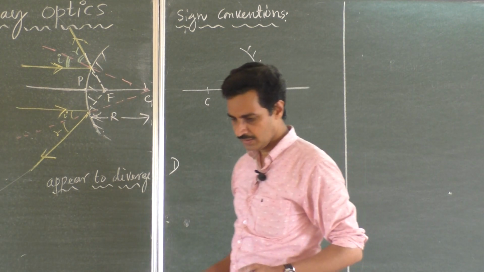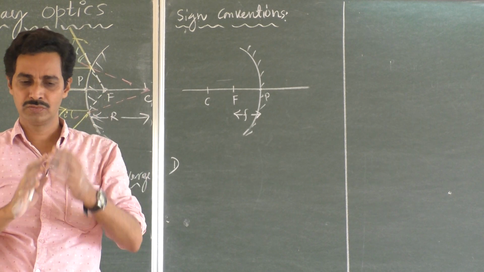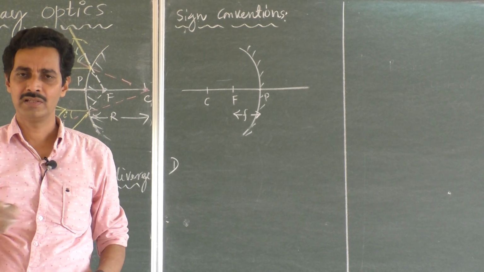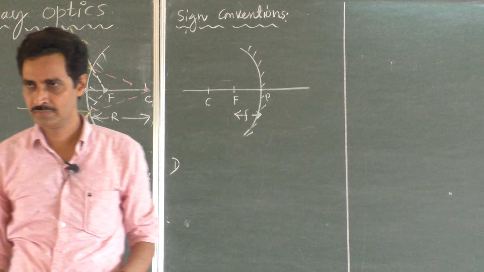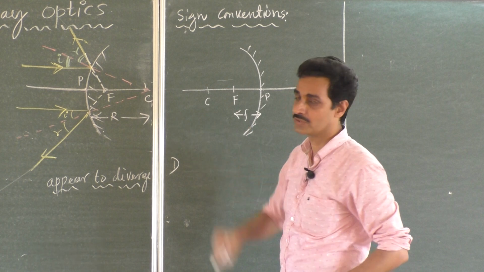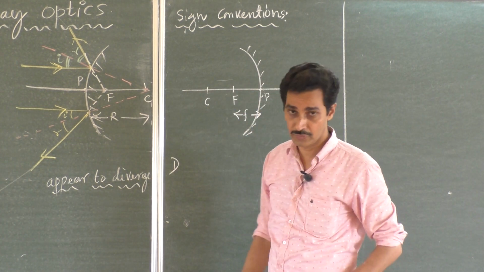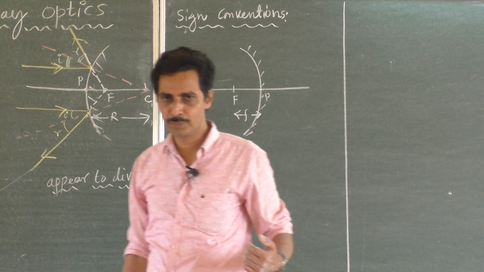Now, the first sign convention is that all of us should follow the same method throughout the world. What is that? Measure all the distances from the pole. What is the radius of curvature? Distance from pole to center. What is the focal length? Distance from pole to focus. Everything is started from the pole.